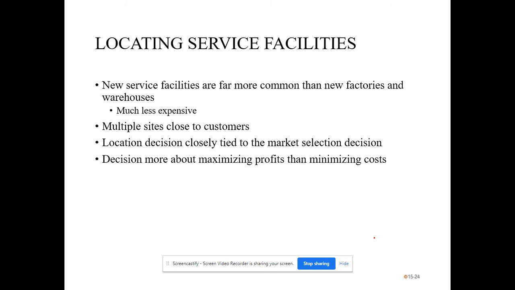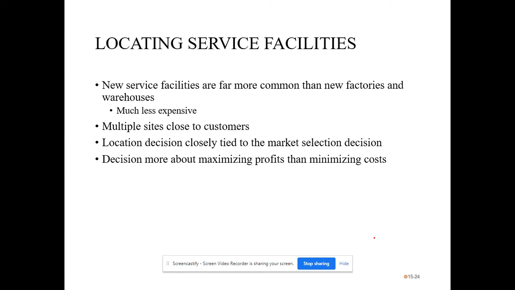Now the fourth topic is locating the service facilities. This is the most common thing because we have so many service facilities that we think about as much less expensive, and the number of instances when we decide on the location of a new service facility is much more frequent than new factory or warehouse location decisions.